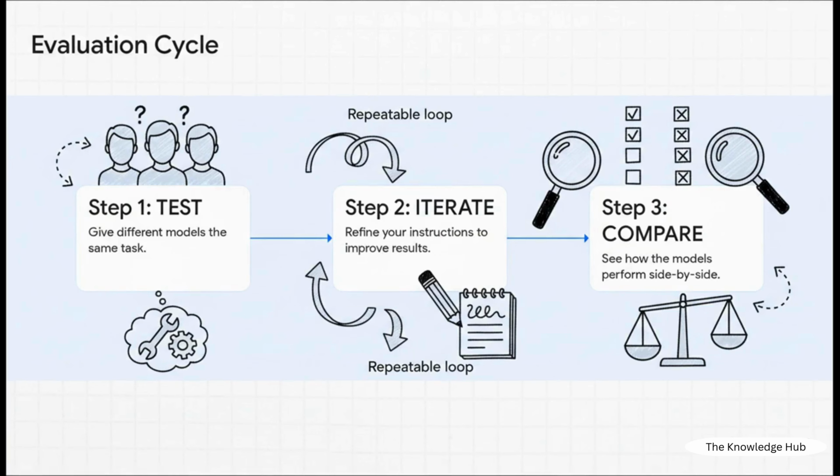So, how do you run these auditions? It's a super simple, repeatable loop. Step 1, test. You grab a few different models and give them the exact same task. Step 2, iterate. You tweak your instructions, maybe rephrase your prompt, and see if you can get better results. And finally, step 3, compare. You put all the outputs side by side and just see which one did the best job.